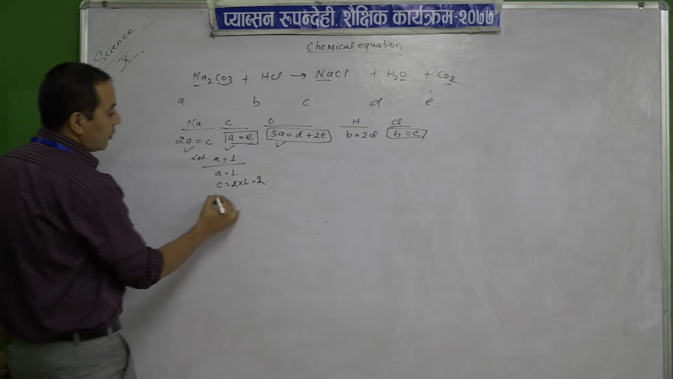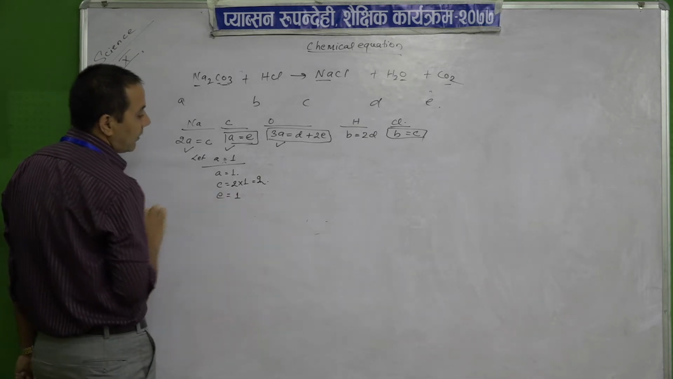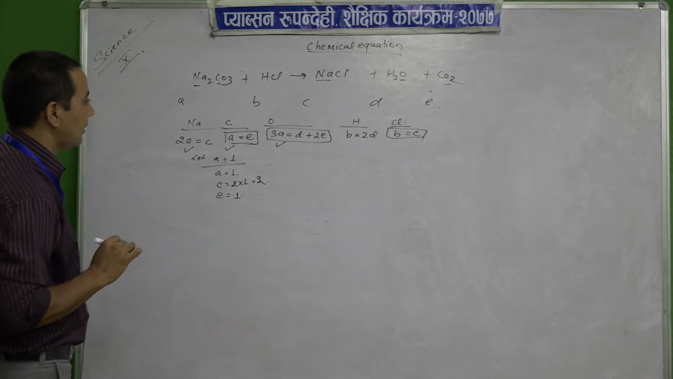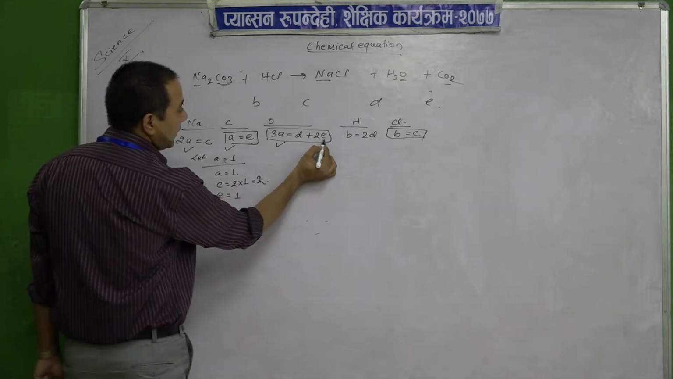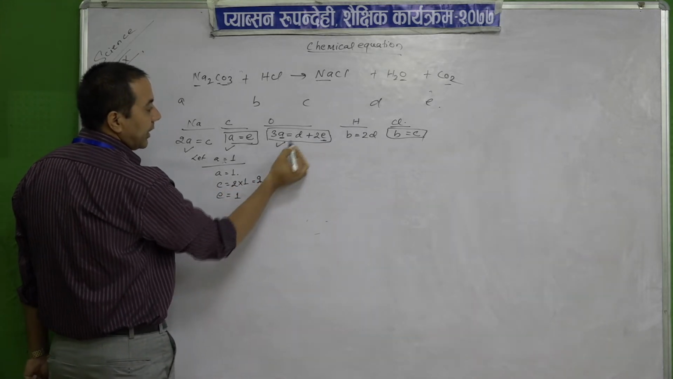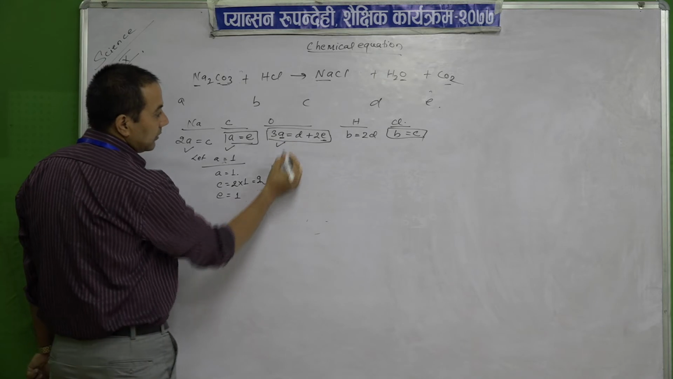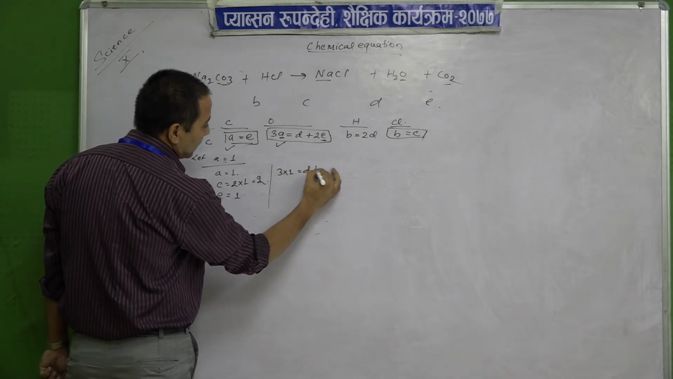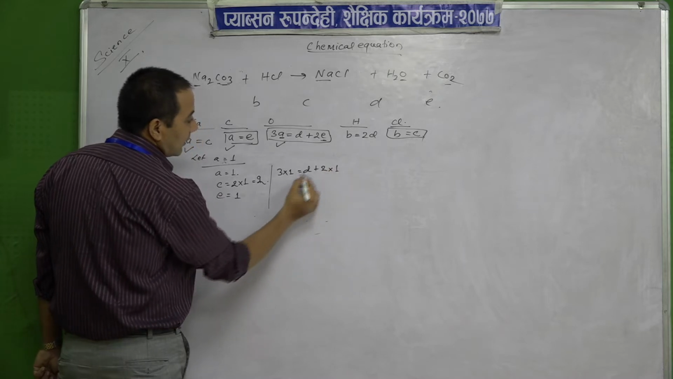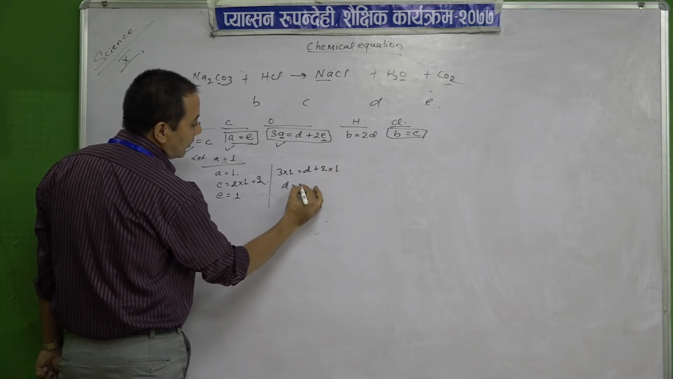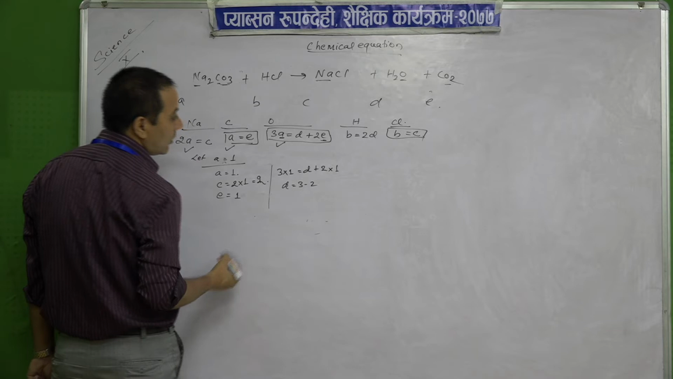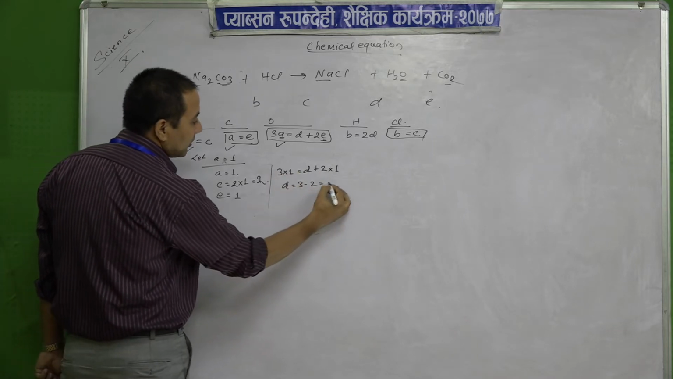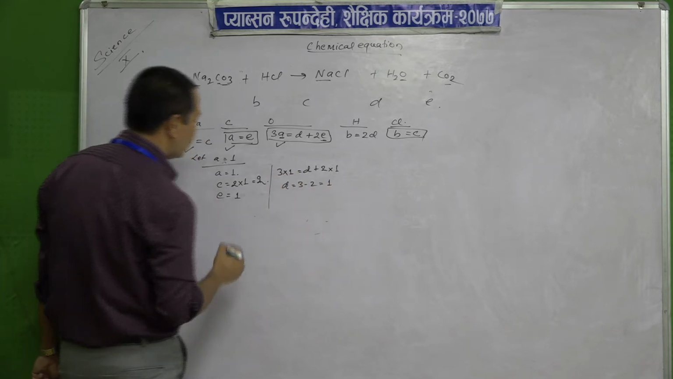Again E equals 1 means the value of E is 1. So we have the value of E, we have the value of A. Can we calculate the value of D here? Yes. That means 3 into 1 equals D plus 2 into 1. That means D equals 3 minus 2, which is 1. The value of D is also 1.